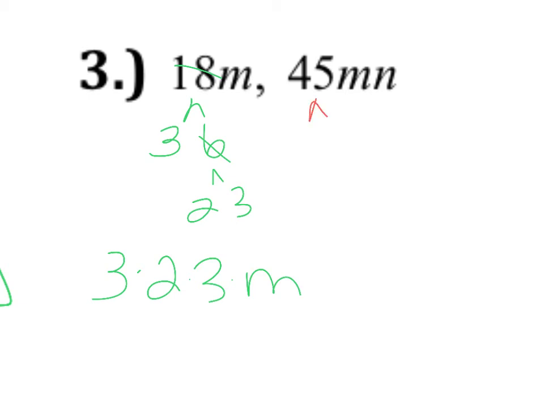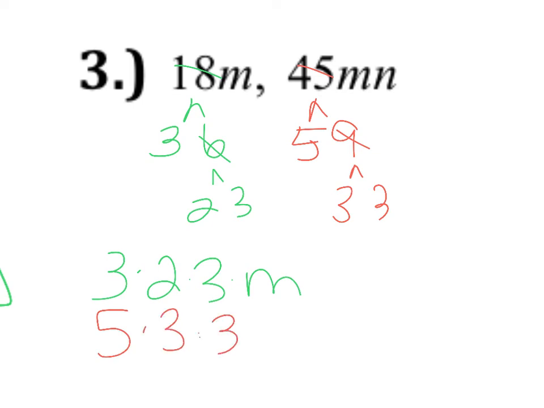Now we'll do the same thing with 45. Let's do 5 and 9. 5 is prime. 9 we can break down to 3 and 3. So we end up with 5 times 3 times 3 times M times N. So again, 5 times 3 is 45. Same number, broken down format.